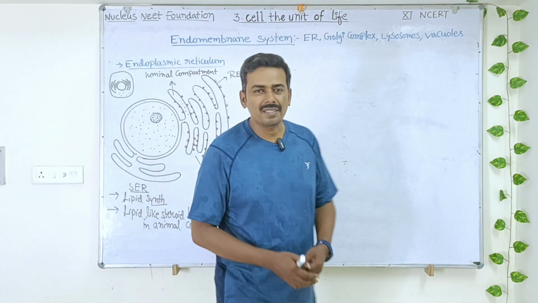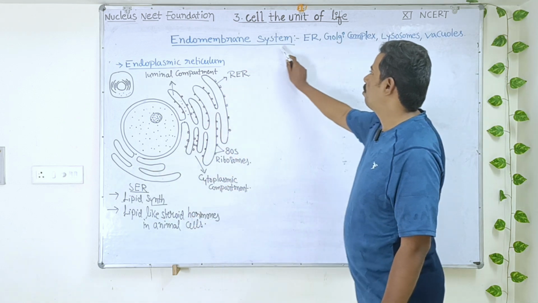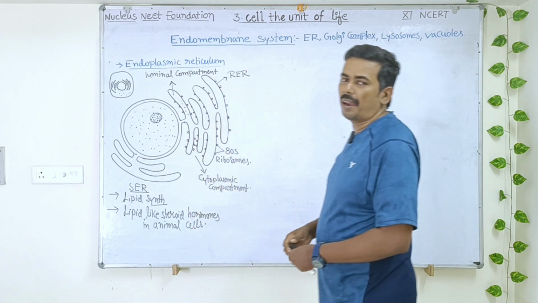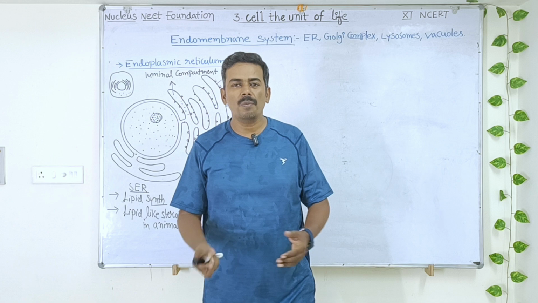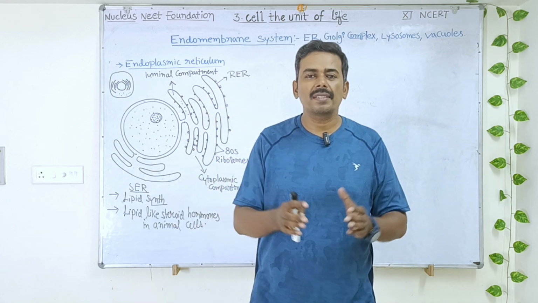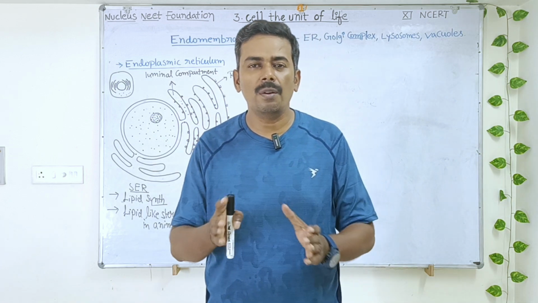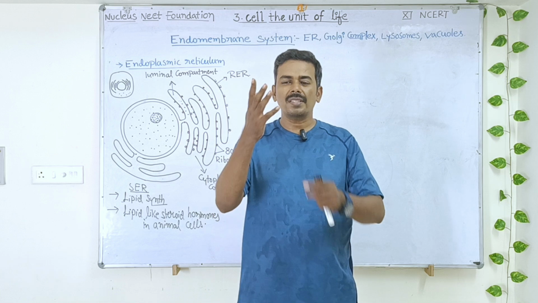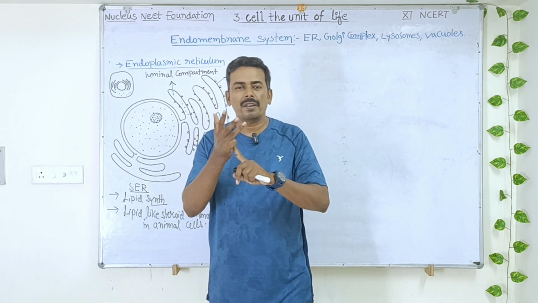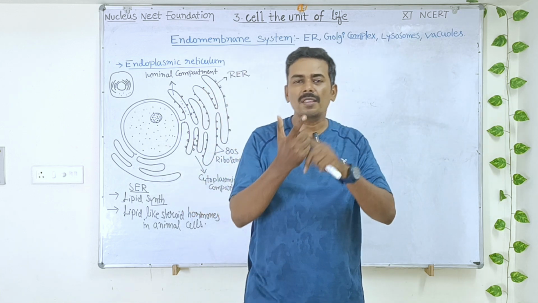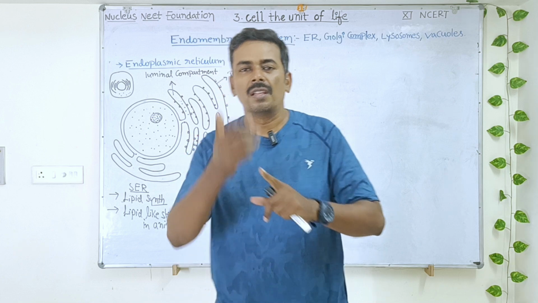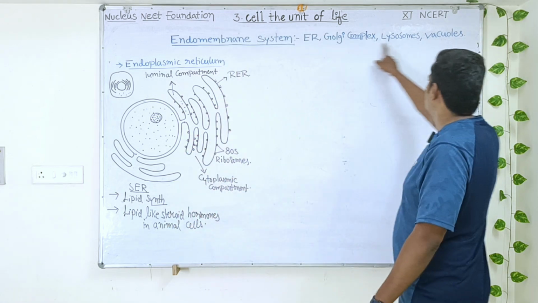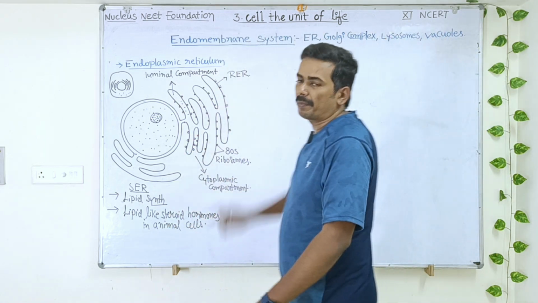Students, now let us discuss the concept of the endomembrane system. What is an endomembrane system? Endo means inside. Inside the cell there is a membrane system called the endomembrane system. The four cell organelles, namely endoplasmic reticulum, Golgi complex, lysosomes and vacuoles, form the endomembrane system.